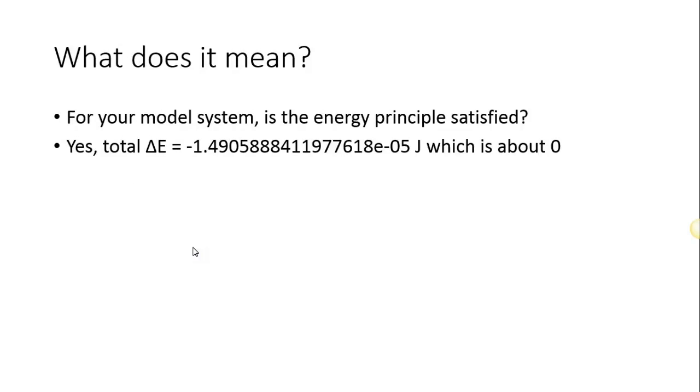What does it mean? For your model system, is the energy principle satisfied? Yes, it is. Delta E is equal to negative 1.49 times 10 to the negative 5th joules, which is pretty much 0. Small external forces acted on the system in the video, causing small changes. Also, human error with the tracker video can be factored into that.